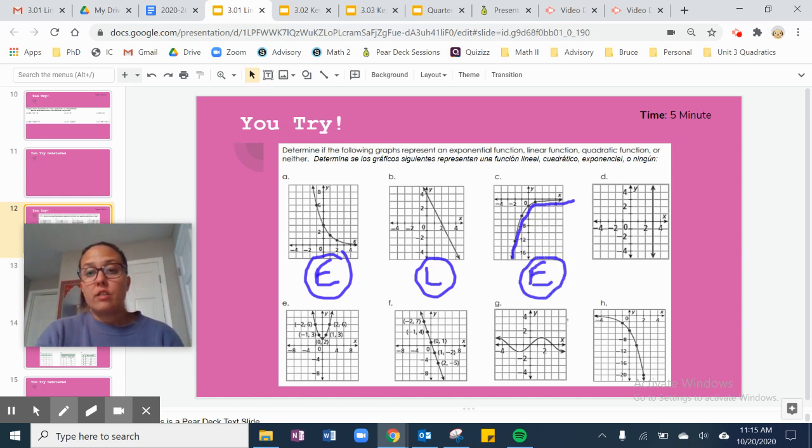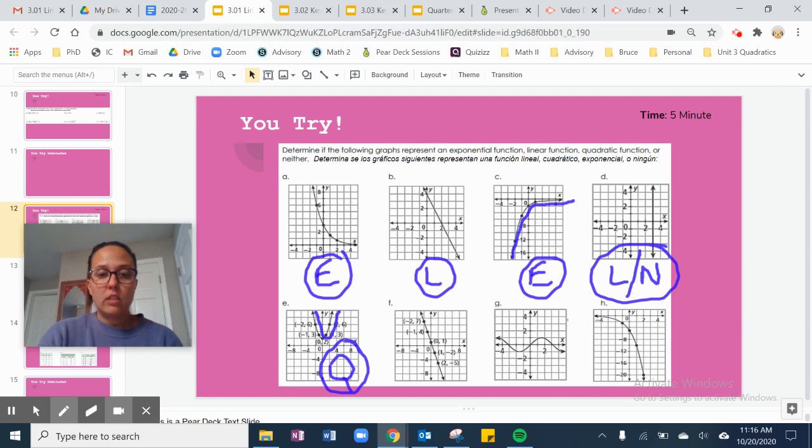For D, this is a straight vertical line, so we can say that it's linear because it is a straight line, but I'll also accept neither because it's not in the typical y equals mx plus b format. I would accept either of those. For part E, it's a beautiful little U, which we call a parabola, which means it's a quadratic. For F, it's a nice straight line, which means linear.